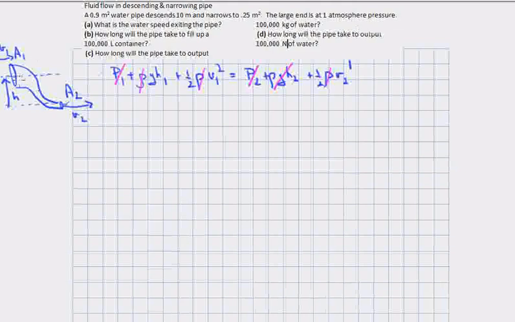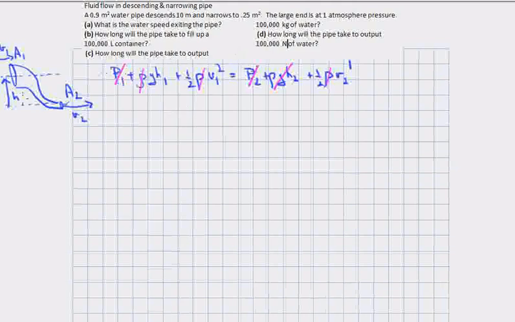I have a sketch over here showing V1 and A1 representing the pipe, the input. A1 is a large area, V1 is a relatively small speed. The pipe output is a larger V2 and a smaller A2. So we can write a Bernoulli for this pipe. And the pressure at the input and at the output are both atmospheric, so the P's cancel on both sides.